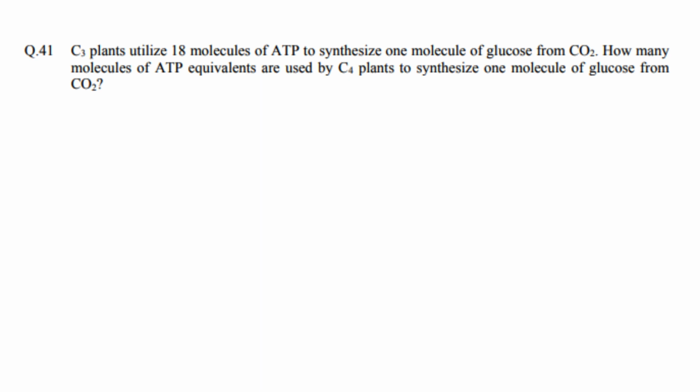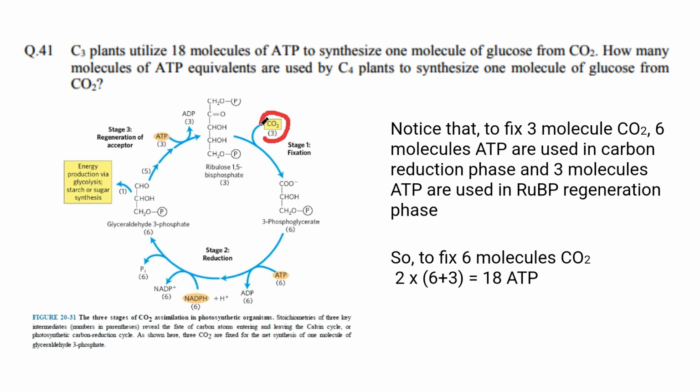In C3 plants, 18 molecules of ATP are utilized to synthesize 1 molecule of glucose from 6 molecules CO2. We need to find out how many ATP molecules are used by C4 plants for the same process. Let's check the Calvin cycle. In C3 plants, 12 molecules of ATP are utilized in the carbon reduction phase and 6 molecules are used to regenerate RuBP. So the total is 12 plus 6, that is 18 ATP molecules used in fixing 1 molecule of glucose via the Calvin cycle.